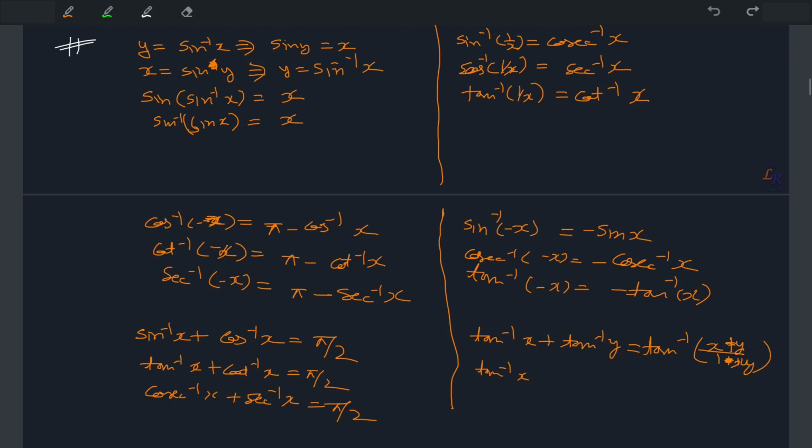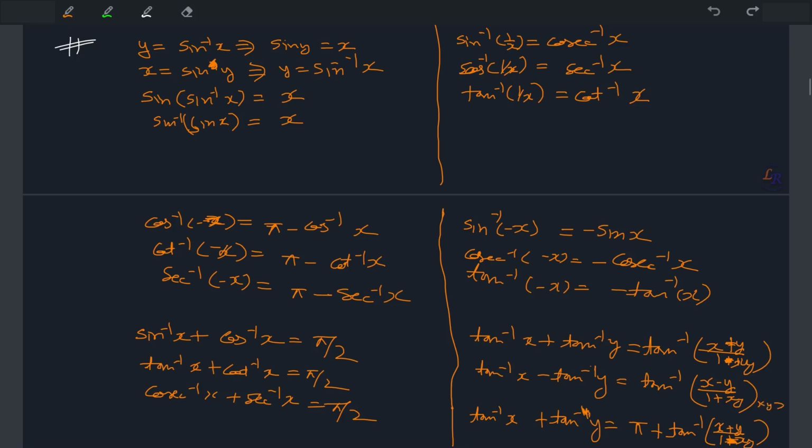Similarly, you can write tan inverse x minus tan inverse y as tan inverse of x minus y upon 1 plus xy, right? The other one for the tan sum: tan inverse x plus tan inverse y can be written as pi plus tan inverse of x plus y upon 1 minus xy, where of course xy should be greater than 1.